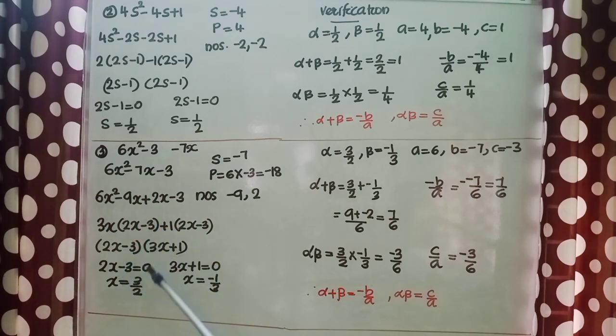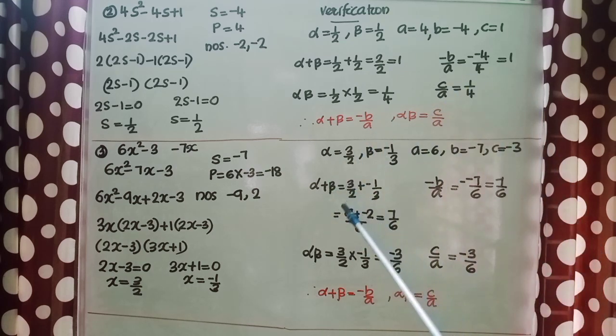2x minus 3 equal to 0 implies x equal to 3 by 2. 3x plus 1 equal to 0 implies x equal to minus 1 by 3. So here alpha equal to 3 by 2 and beta equal to minus 1 by 3. Here a equal to 6, b equal to minus 7, c equal to minus 3.